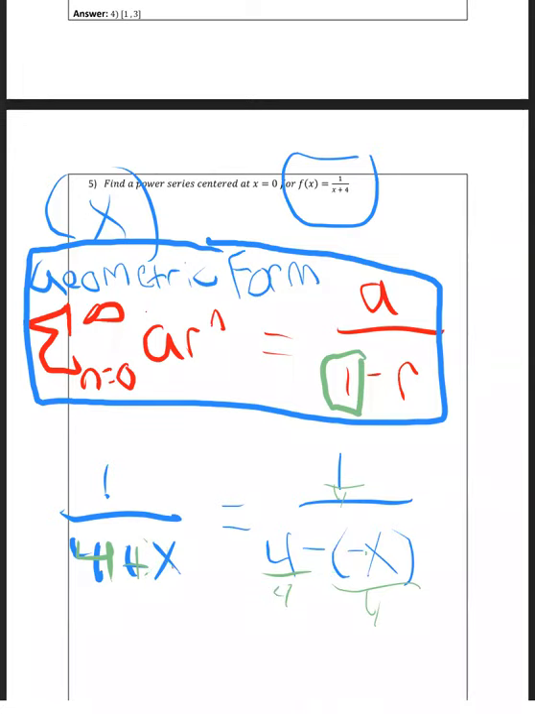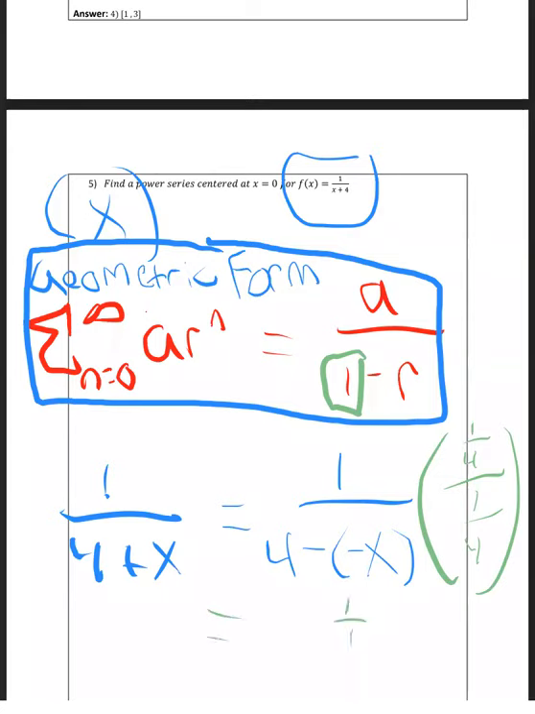Now, at this point, I can't. We've done all this work so far. We haven't changed a thing. I don't want to change this either, but I want this to look like 1. So really, you're dividing everything by 4, and that's why I did 1 over 4 over 1 over 4, because I'm dividing every single thing by 4, and you're left with that 1.